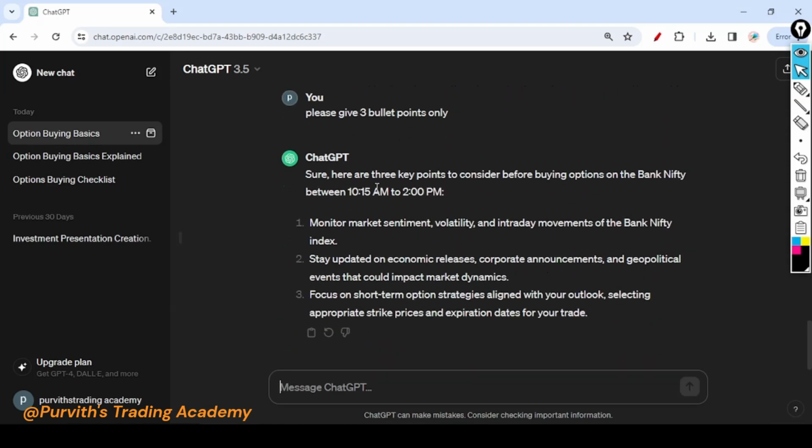First one, you see, for the asked question, it is telling that first and foremost, please look into the market, monitor the market sentiment, volatility, intraday movements of the Bank Nifty index. Next, stay updated on economic releases, focus on short-term option strategies aligned with your outlook. Now, like this, it is giving some information for us, right?